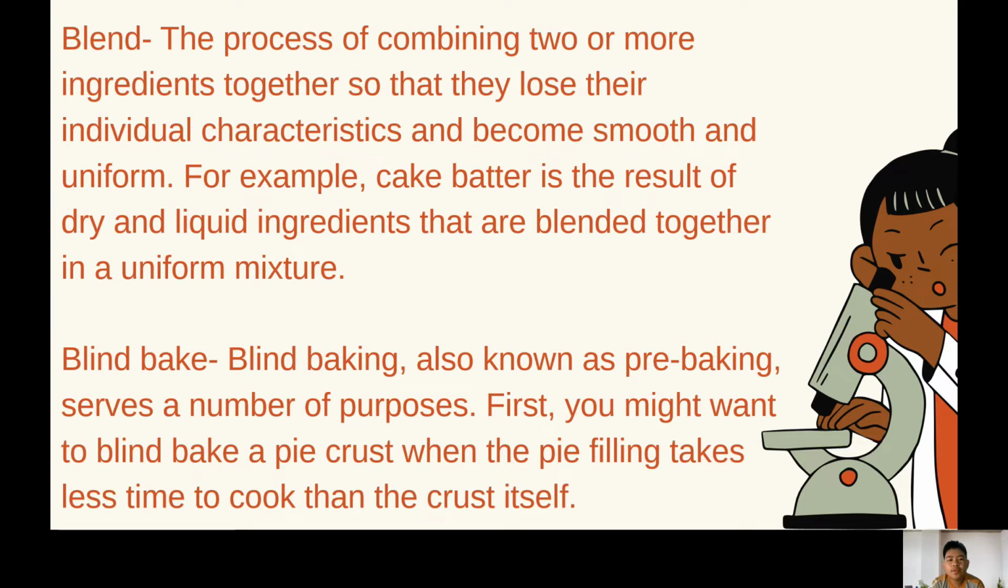Blend. The process of combining two or more ingredients together so that they lose their individual characteristics and become smooth and uniform. For example, cake batter is the result of dry and liquid ingredients that are blended together in a uniform mixture.